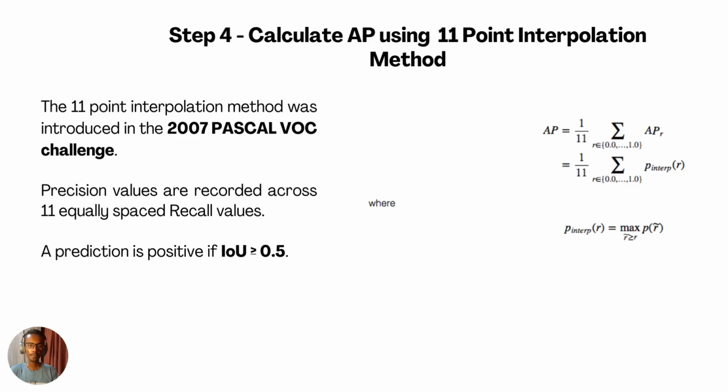We consider both values. On the fourth step, we calculate the average precision by using a method known as 11-point interpolation. So the 11-point interpolation method was introduced in the 2007 Pascal VOC challenge, image detection challenge, and the precision values are recorded across 11 equally spaced recall values, and a prediction is positive if the IOU is greater than or equal to 0.5.